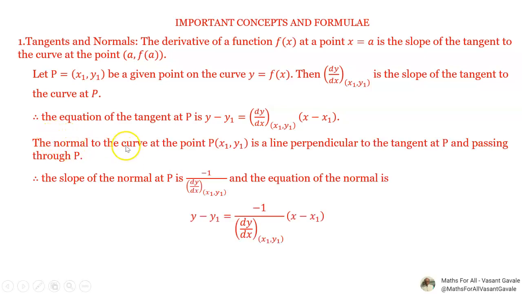The normal to the curve at the point P (x1, y1) is a line perpendicular to the tangent at P. Normally कशी असते तर tangentला perpendicular असते and passing through the point P. Therefore the slope of the normal at P is minus 1 upon dy by dx at the point (x1, y1), and the equation of the normal is y minus y1 equals minus 1 upon dy by dx at the point (x1, y1) into x minus x1.